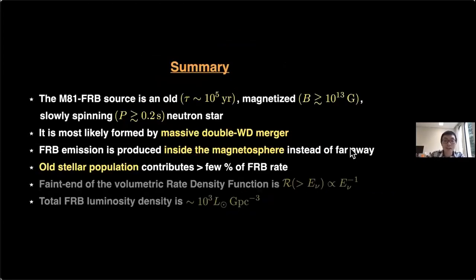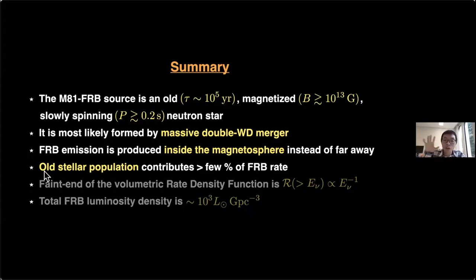I have the summary slide. So here's the summary slide. We found that this M81 FRB source is consistent with an old neutron star, but it has to be quite magnetized. It's slowly spinning, and it's most likely formed from double white dwarf mergers with total mass exceeding the Chandrasekhar mass. And the FRB emission mechanism is most likely from within the magnetosphere instead of far away. And we think old stellar population contributes at least a few percent of the FRB rate.